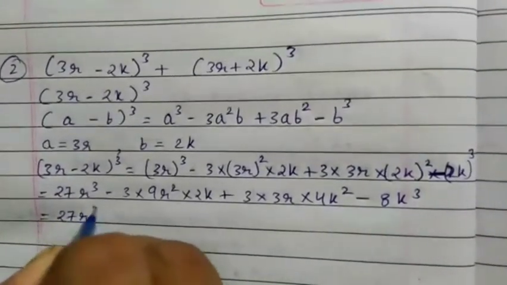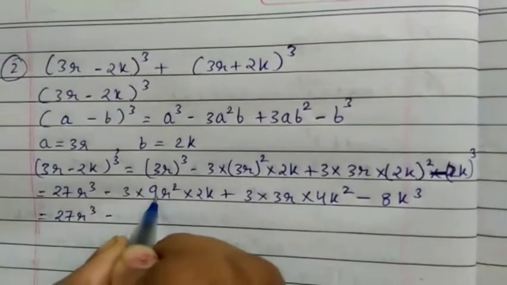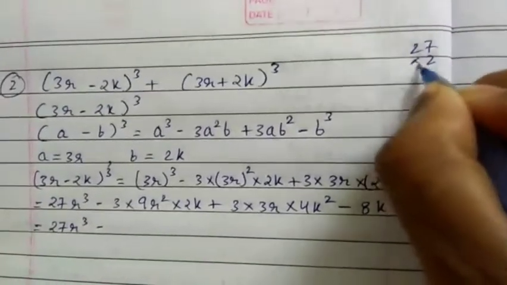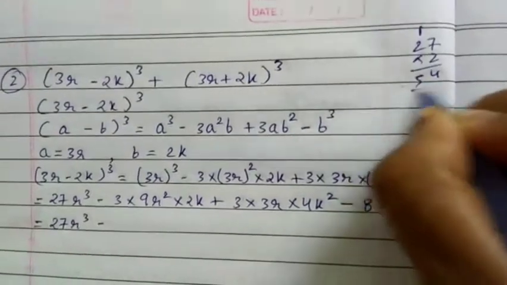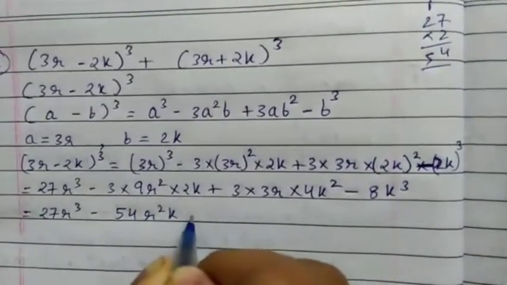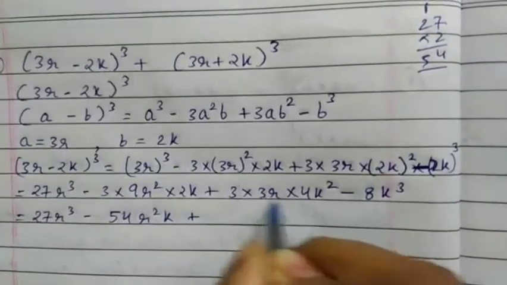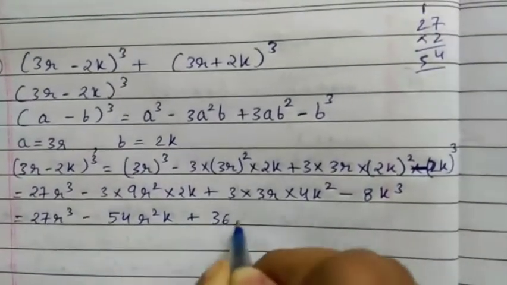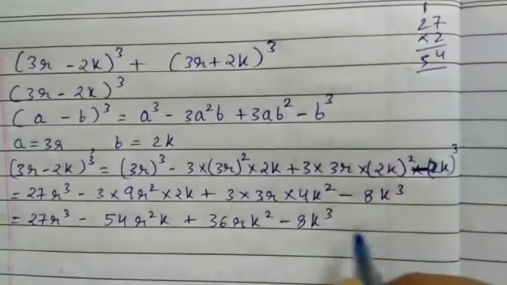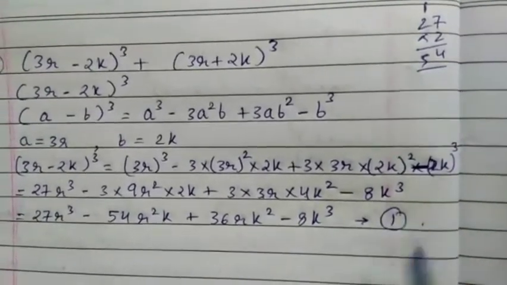So 27r cube minus 3 nines are 27. 27 into 2 is 54. So 54 r square k plus 3 threes are 9, 9 fours are 36. 36 r k square minus 8 k cube. This is our equation 1.